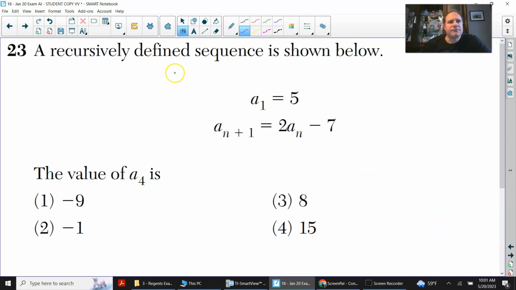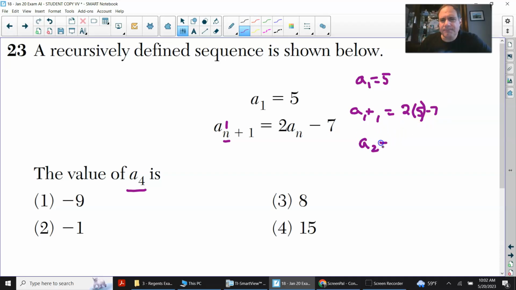Okay, a recursively defined sequence is shown below. What's the value of a sub 4? So a sub 1 is 5. We're going to put this into the calculator. a sub n plus 1 equals 2 times a sub n minus 7. A sub n is the prior term. This is the 1. Remember, I substituted the 1 in. So 2 times 5 minus 7. That's 10 minus 7. So a sub 2 is 3.